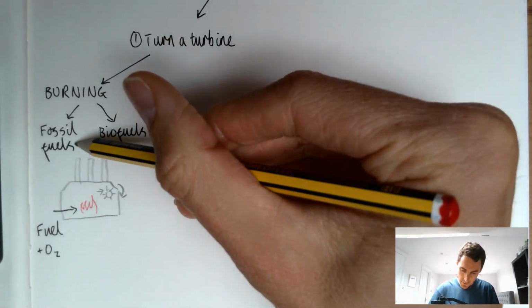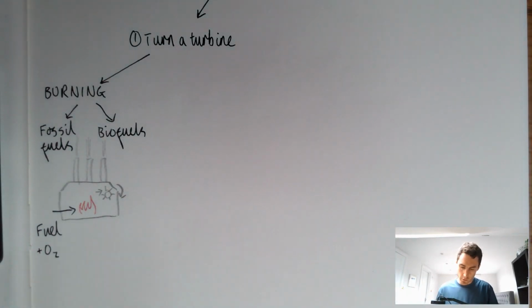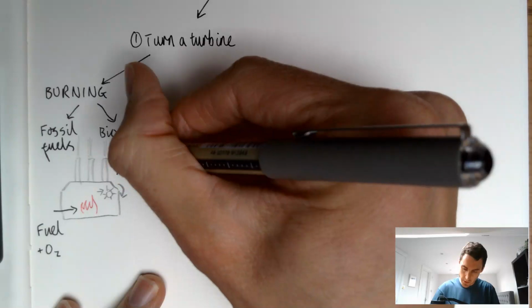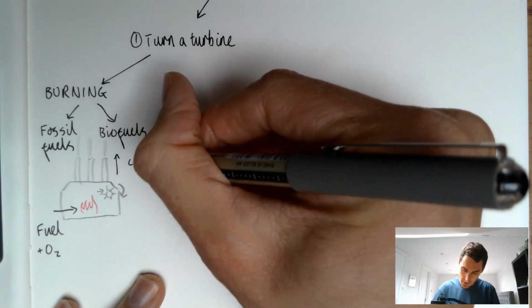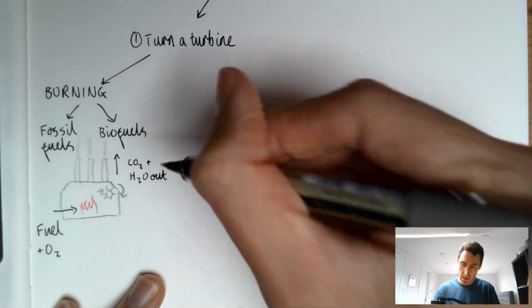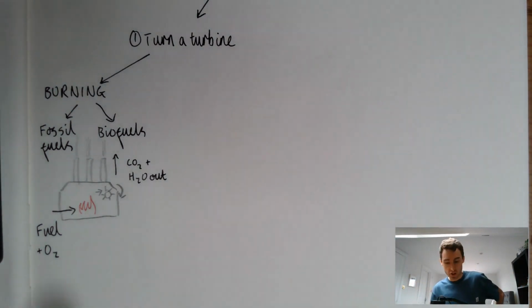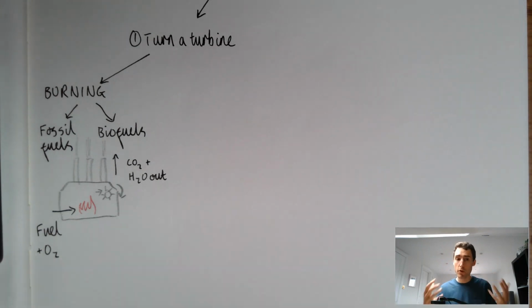The problem that we have, as we saw in the previous lesson, is that we put fuel and oxygen in, but we get, amongst other things, carbon dioxide plus H2O out. And you can emphasize to students that fossil fuel power stations and biofuel power stations work in exactly the same way. It's just a different fuel that you're putting in, but both of them release CO2 because they both involve burning.